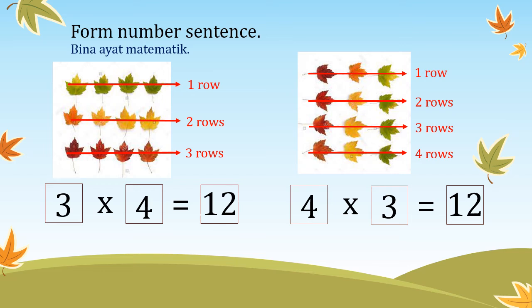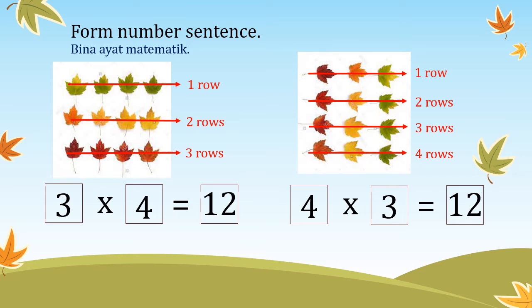Okay, next example. Okay, for this one, as you can see, 3 rows. Okay, ada 3 baris. So we write 3 first. 3 dekat depan. 3 times 4 is equal to 12. 3 darab 4 sama dengan 12. For the first picture. Okay, for the second picture, we have 4 rows. 1, 2, 3, 4. 4 rows. So we write 4 in front. Letak 4 di depan. 4 times 3 is equal to 12.